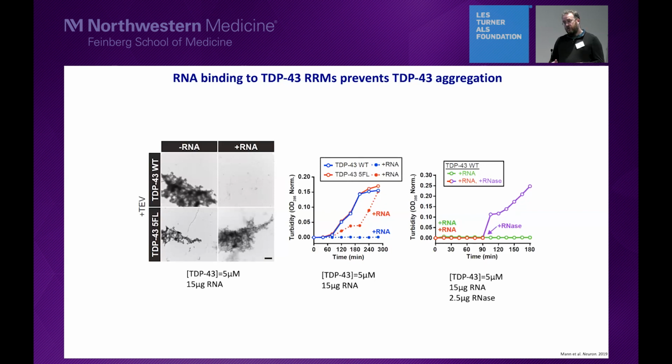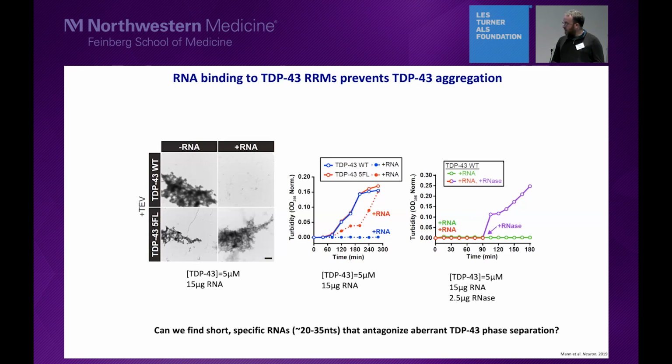And so we thought, hang on a minute, isn't this a therapeutic opportunity? So could we find short, specific RNAs that also elicit this type of effect? And what we'd really like to find are short RNAs at about 20 to 35 nucleotides in length that antagonize this aberrant TDP43 phase separation.